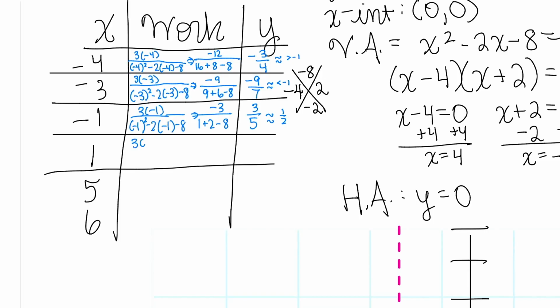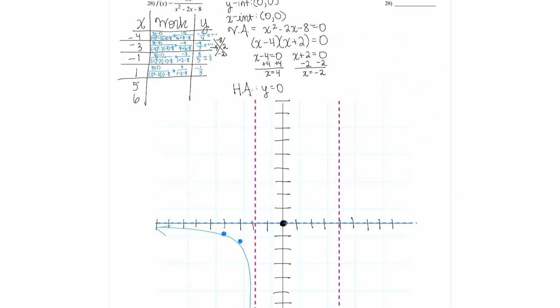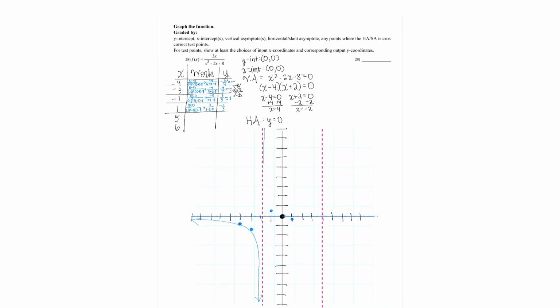Then if you plug in positive 1, we're getting 3 over 1 minus 2 minus 8. And that's going to be -9, -a third. Okay, let's go ahead and graph those. So -1, positive a half is going to be about here. 1, -a third is going to be about there. So this one's going to have some sort of curve to it.